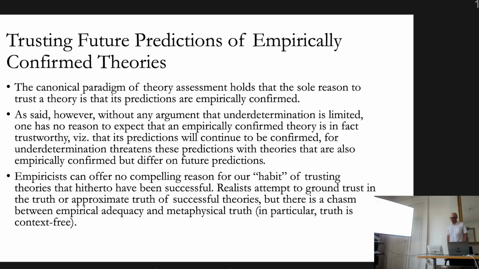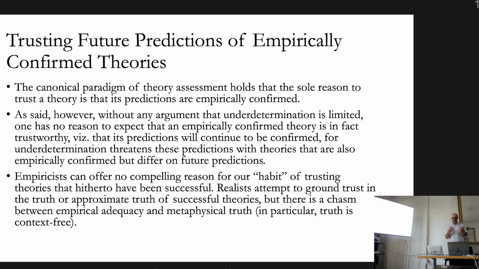And to try to explain the role that meta-empirical arguments play in empirical confirmation, I just have a few things to say about that. If we go back to the canonical paradigm of theory assessment, where we think about empirical confirmation as either evidence confirms or disconfirms a theory, then according to that paradigm, the sole reason to trust a theory is that its predictions are empirically confirmed.